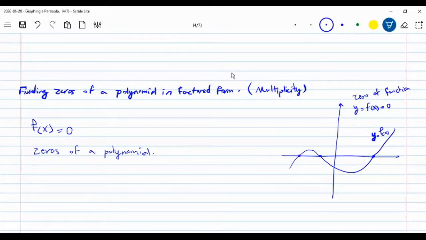So when the y value is 0, you're looking for the points where the y coordinate is 0. And what are those points? Those are exactly the x-intercepts. So if you're given a function and you're looking for the zeros of that function, you're basically looking to find out what the x-intercepts are.